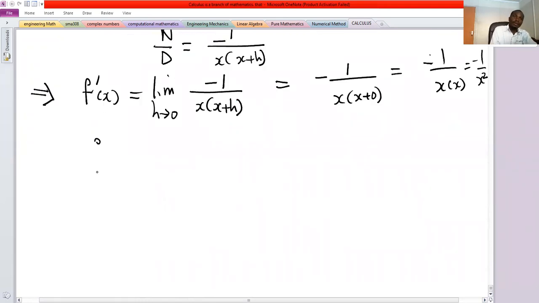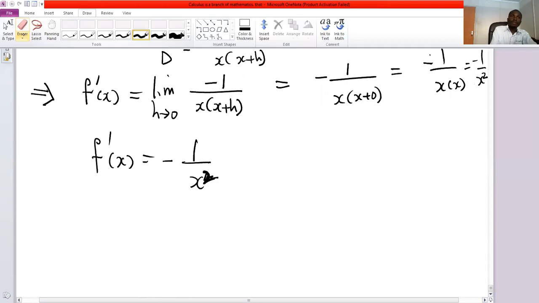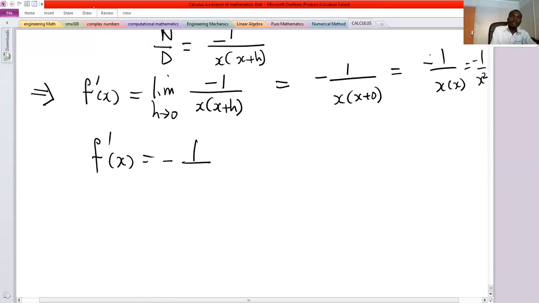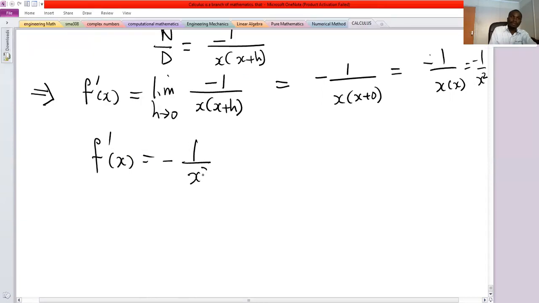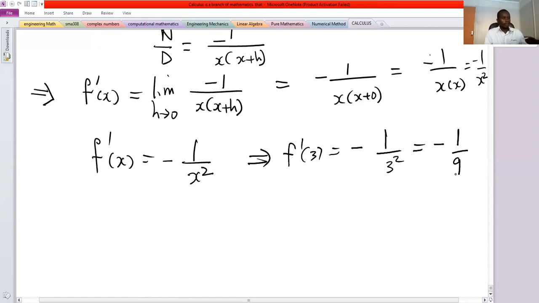And so the derivative of this function is minus 1 over x squared. Which means the value of the derivative at x equals 3 will be simply given by negative 1 over 3 squared, which is negative 1 over 9. So that is how we solve those 4 problems. Thank you.